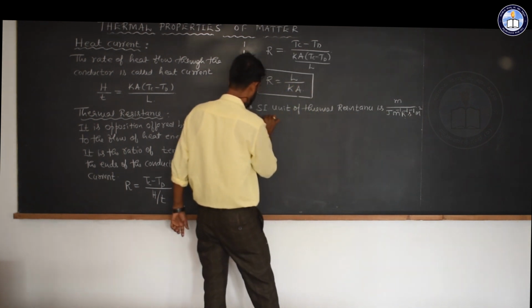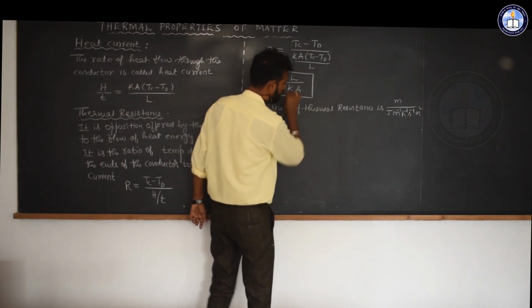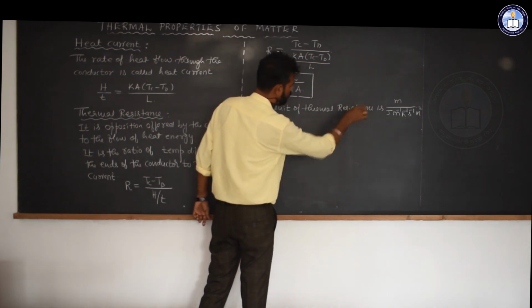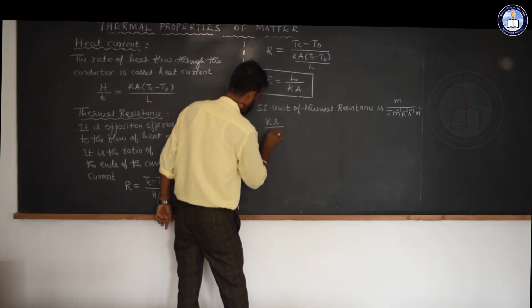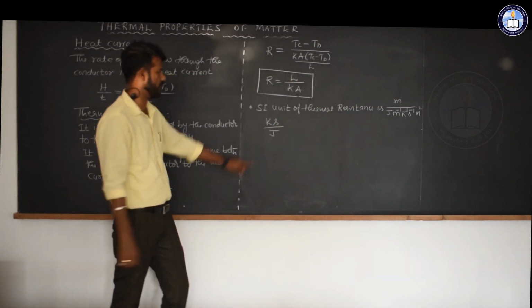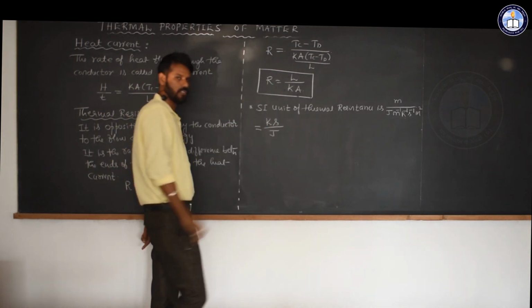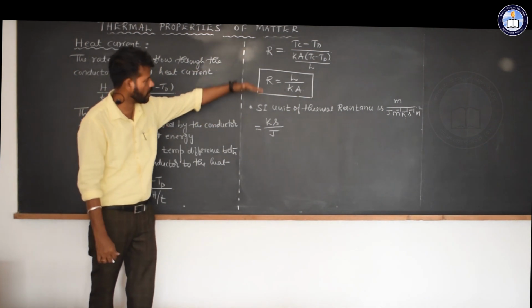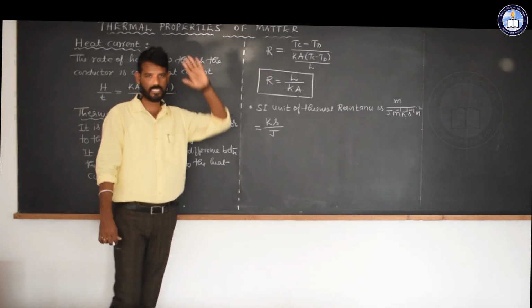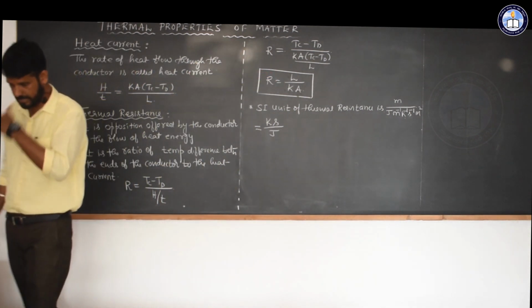So what is left here is Kelvin second divided by joule. So this is the final result: Kelvin second per joule is the SI unit of thermal resistance.